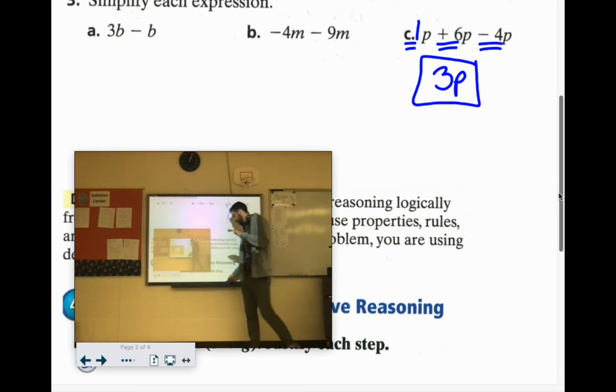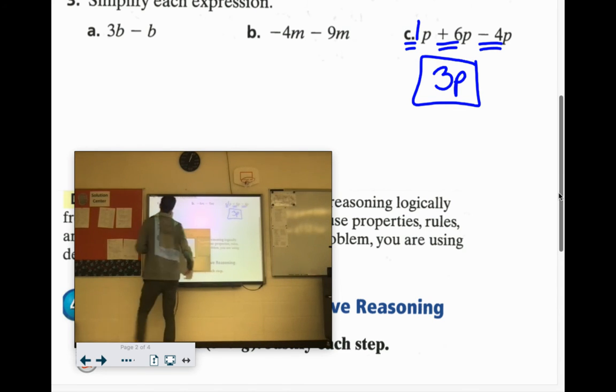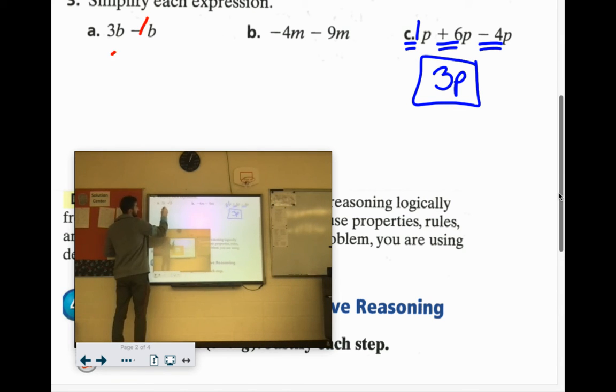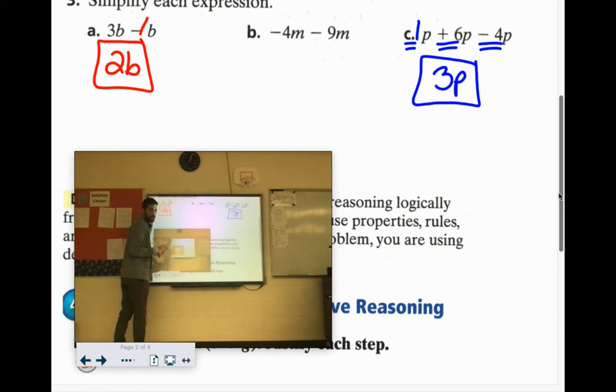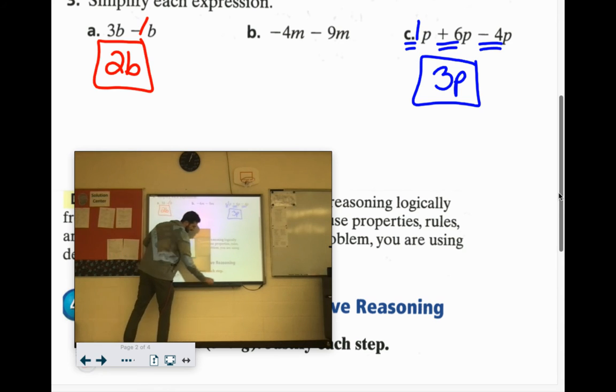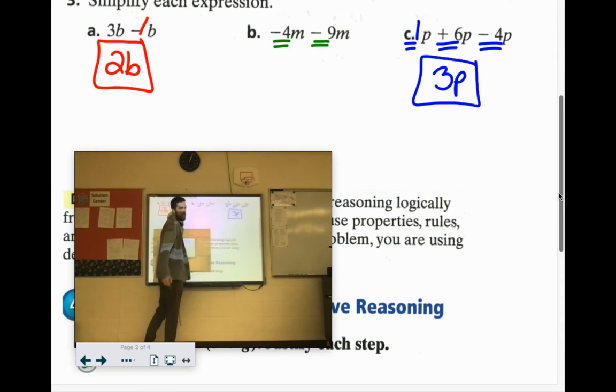So try out the other two. Pause it here and double check your answers when you're done. 3b minus 1b is 2b. These are both m, negative 4, negative 9. They're both negative. Add them up, keep it negative. 4 plus 9 is 13, so we have negative 13m.